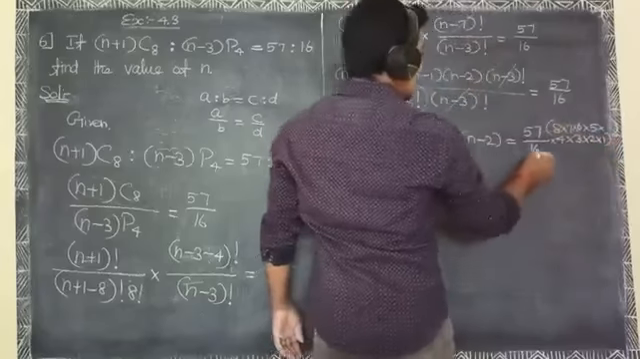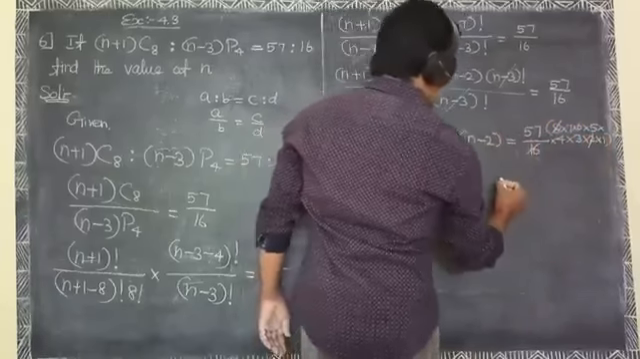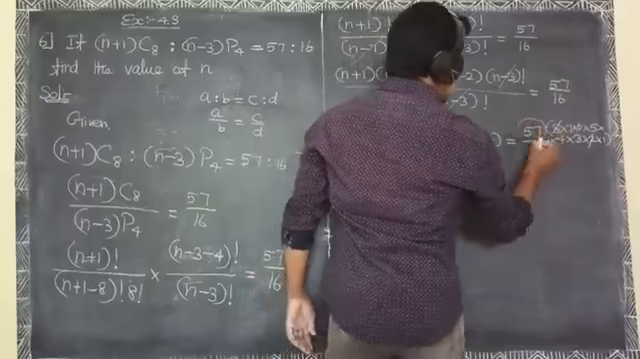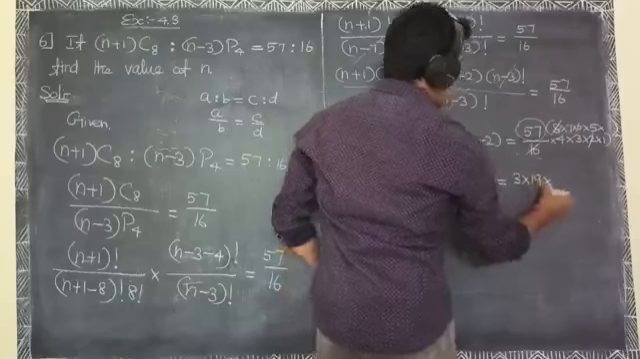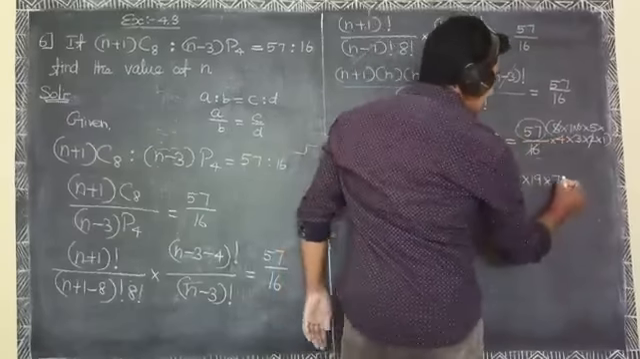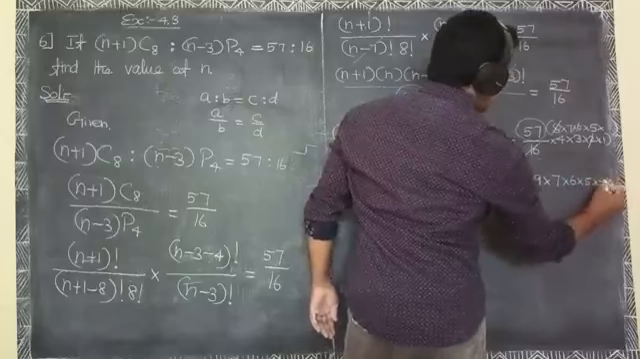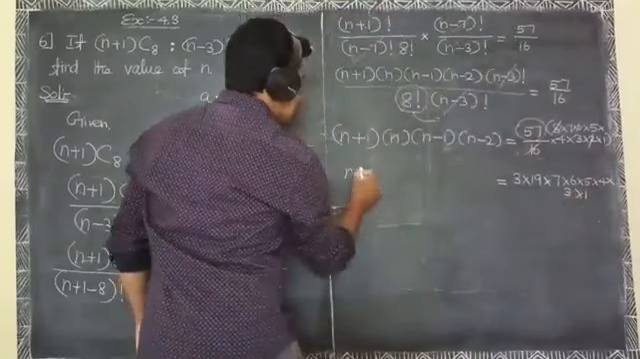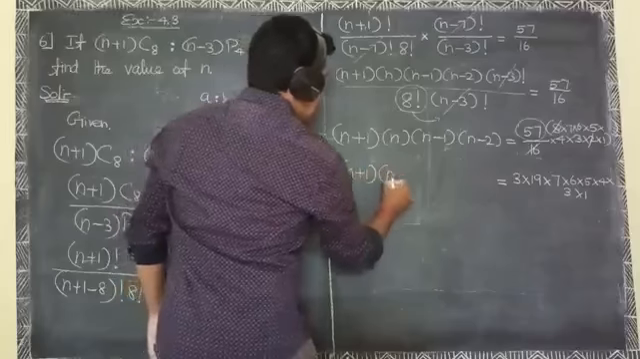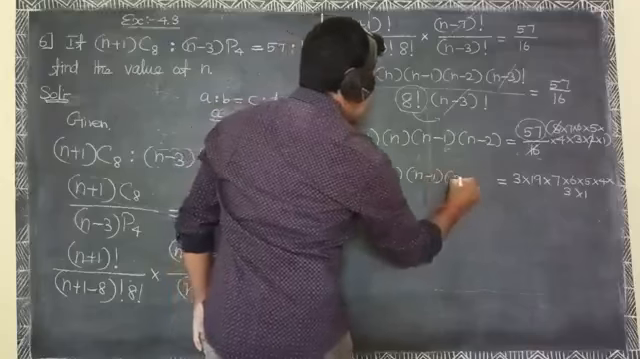Here 16 is 8 into 2. Then the remaining result is 57, which we can split into 3 into 19. Then the remaining result is 7 into 6 into 5 into 4 into 3 into 1. On the left hand side, we have (n+1) into n into (n−1) into (n−2).